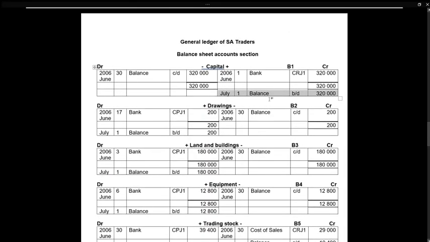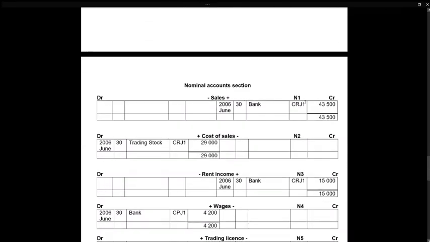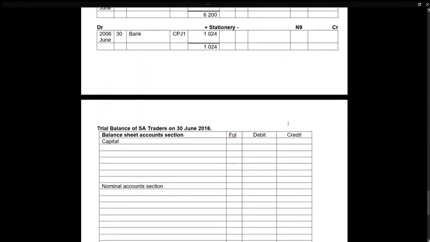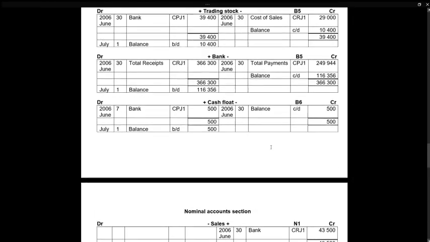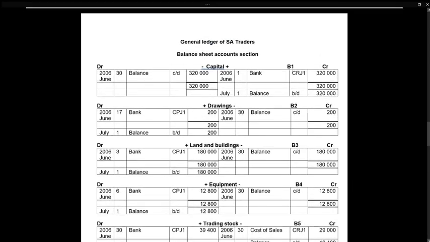Now, what side is my new opening balance? It is in the credit side for capital. Let's go and fill that in. Capital, credit side, 320,000 Rand. You are done with capital. This was my balance sheet account section B1. Where did I get the B1? It was given to me right here. B1.